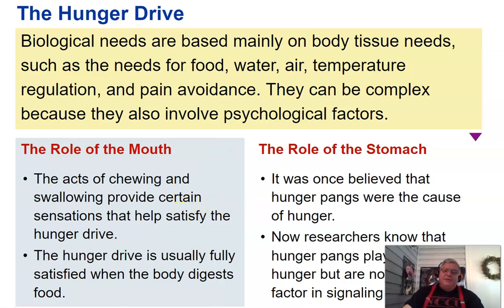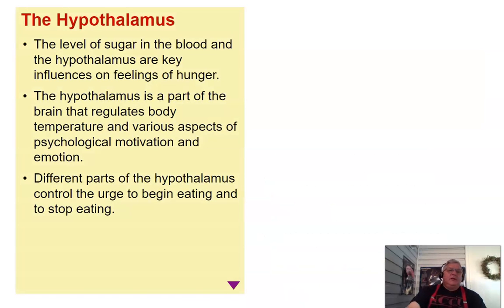It was also believed that hunger pangs were the cause of hunger. Now researchers know that hunger pangs play a role in hunger, but are not the main factor in signaling hunger, since we know that people will eat even when they're not hungry. The level of sugar in the blood and the hypothalamus are key influences on the feeling of hunger.